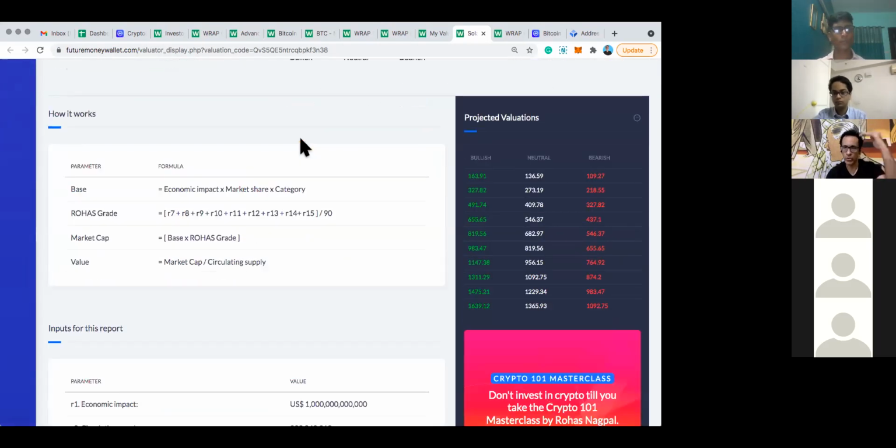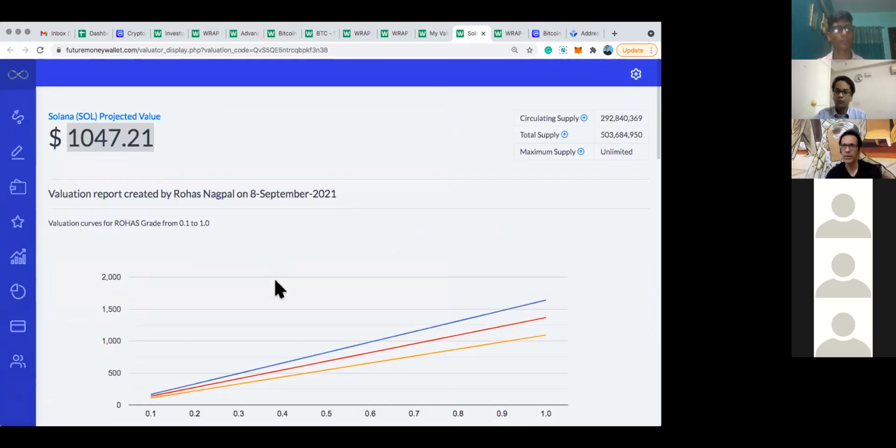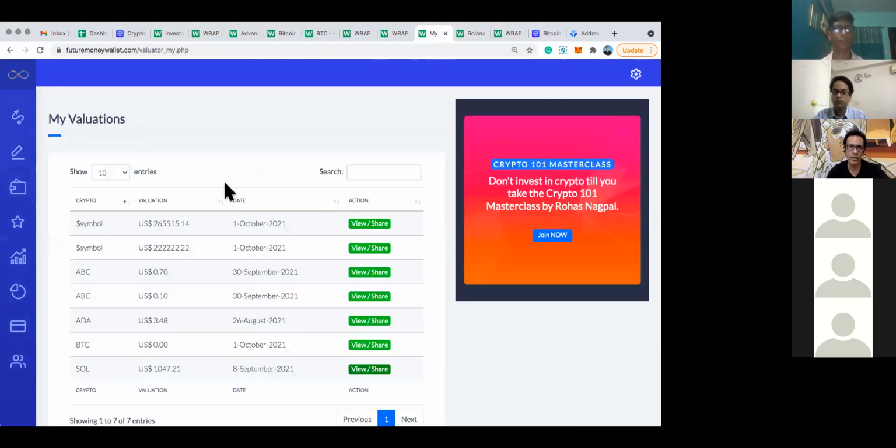So when you use my valuator, there are 15 different questions that you answer. Based upon that, it calculates all these graphs and gives you a detailed valuation. We don't have time to go into it right now, but you can just log into Future Money Wallet, go to the valuator, answer those questions, click a button, and it'll give you a valuation. I keep improving this valuation method over time. The next major upgrade will happen in November, but I'm quite happy with the results so far. So that's the reason that some of them were in green and some of them were not.